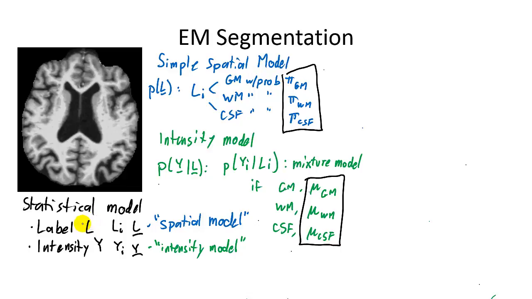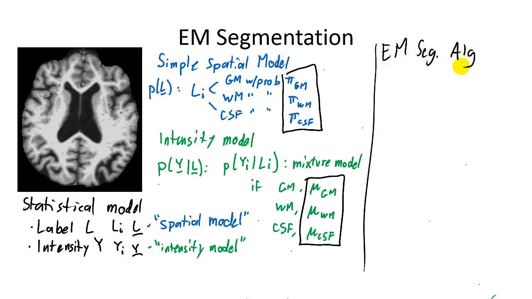Also, we don't know the labels, since that's what we're trying to find. So the EM algorithm, and if you're familiar with the EM algorithm in general, this should look very familiar. It has 2 steps. In the E step, we're going to fix the parameters and estimate the labels.